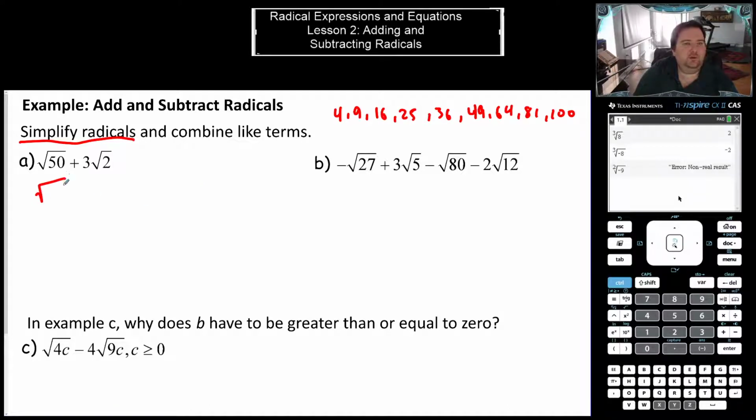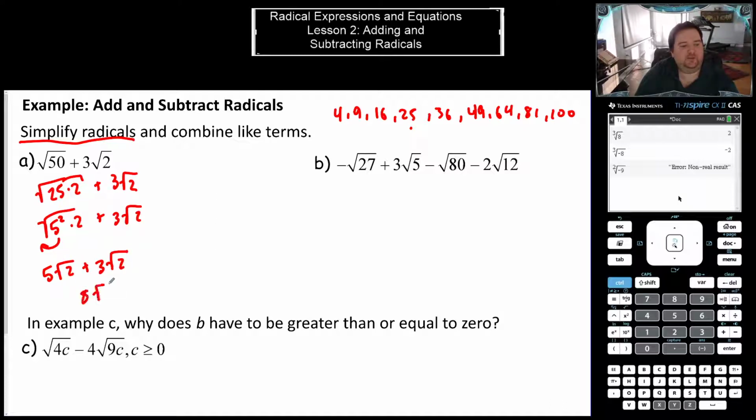Square root of 50. What can we break it down with? The 25. So we're going to go 25 times 2, plus 3 root 2. This one we can't touch. Root 25, well, that's 5 squared, and we can remove this 5. So we have 5 root 2 plus 3 root 2. 5 plus 3 is 8 root 2. Excellent.